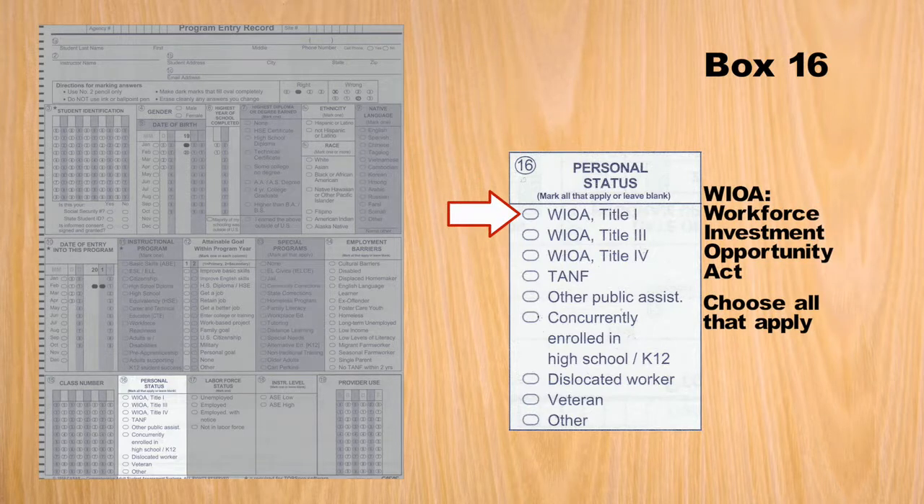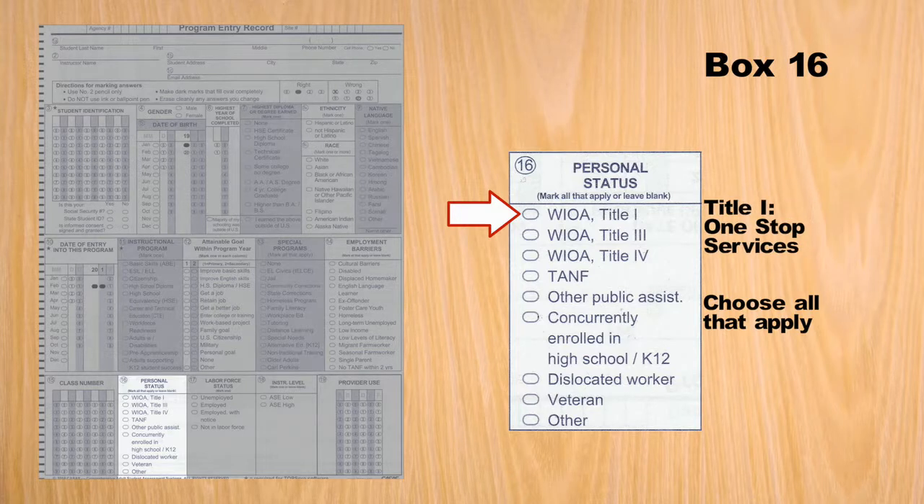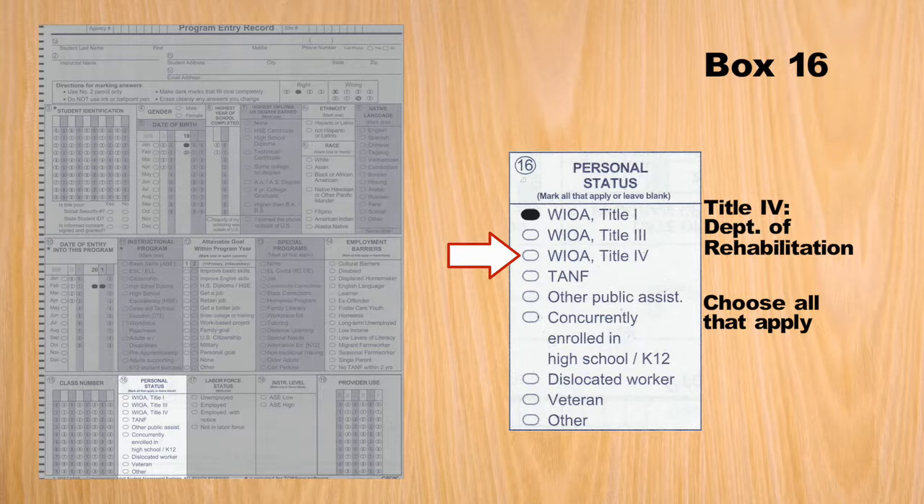WIOA stands for Workforce Investment Opportunity Act. Title I applies if you are receiving employment services through One Stop. Go ahead and mark this option, as all students will be receiving services of some form during their enrollment at Sutter County Adult Education. If you are receiving unemployment benefits, choose WIOA Title III. If you are receiving services through the Department of Rehabilitation, choose WIOA Title IV.